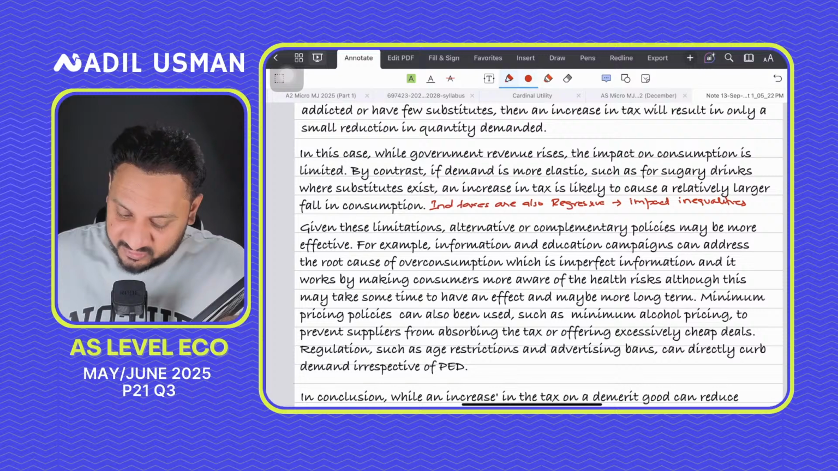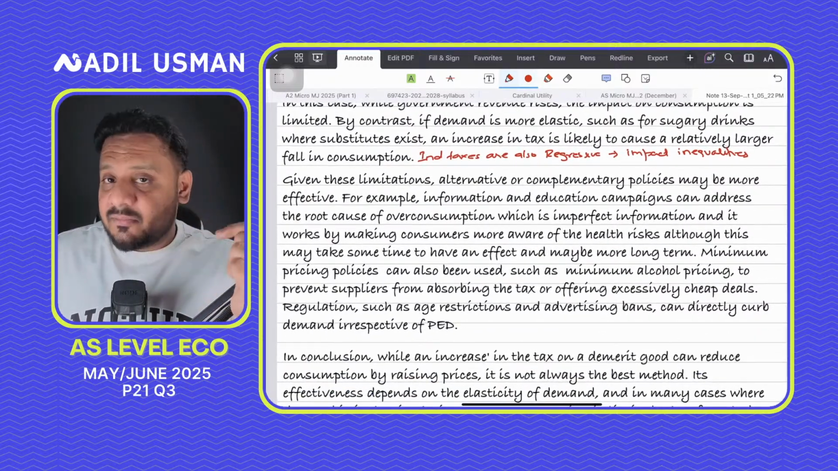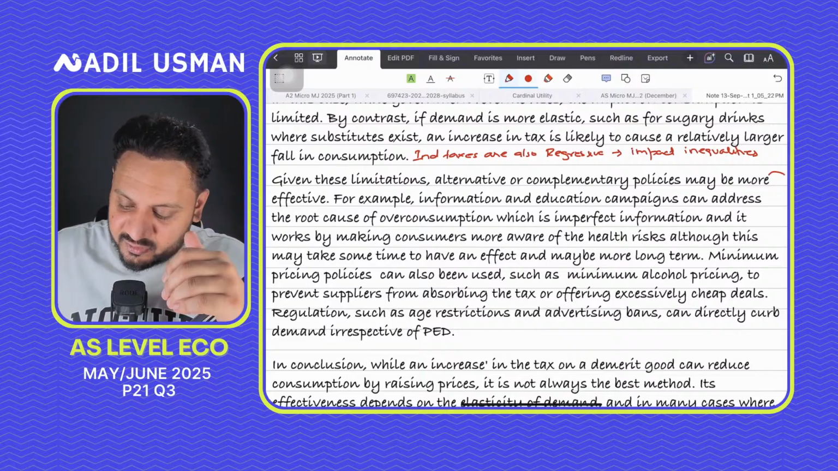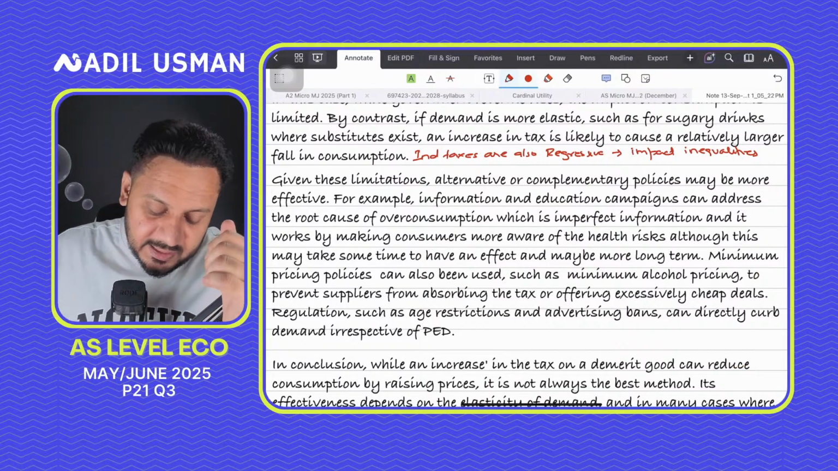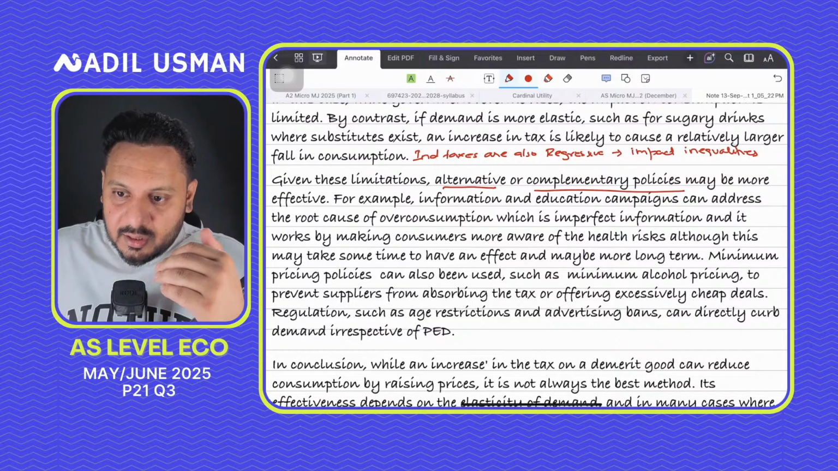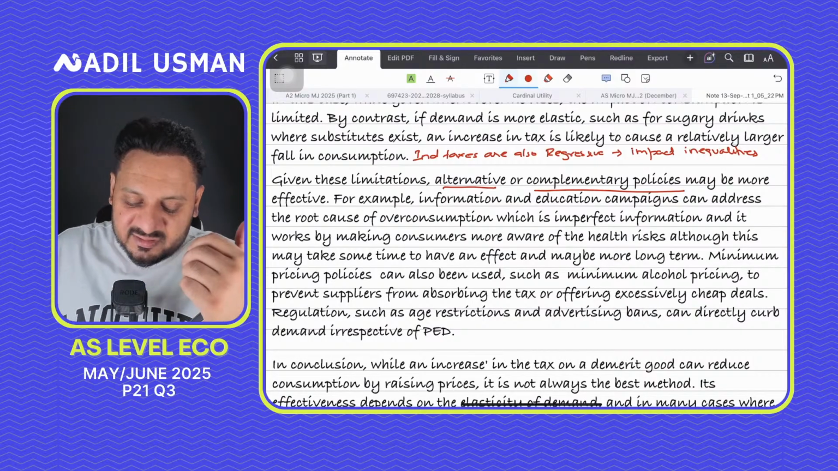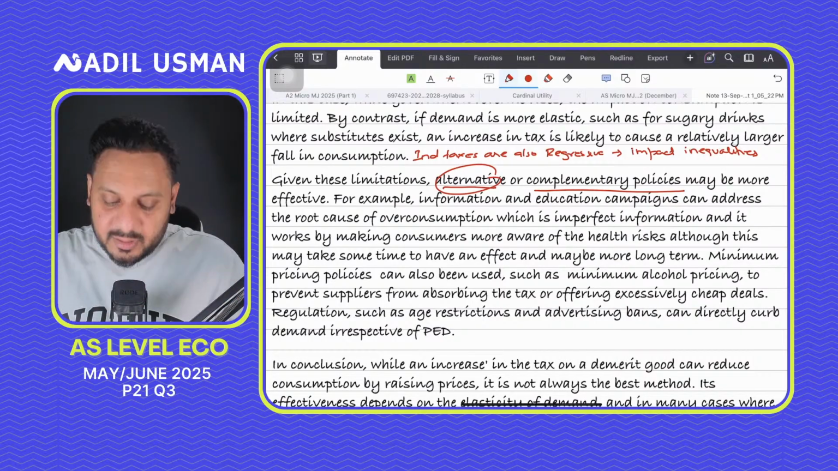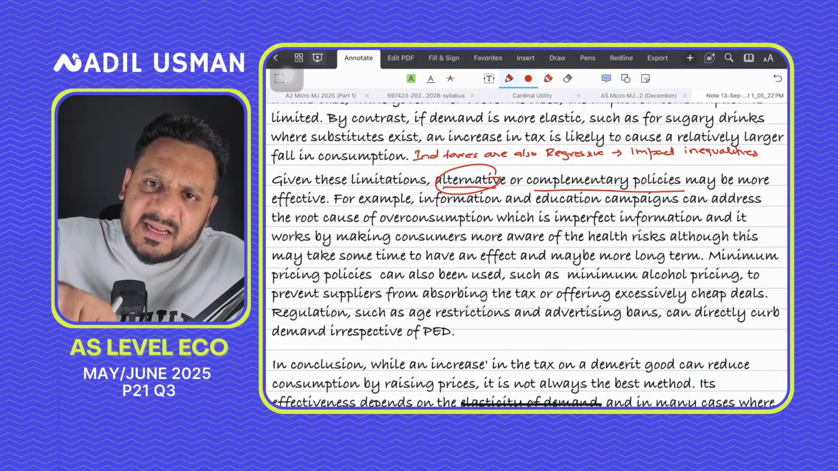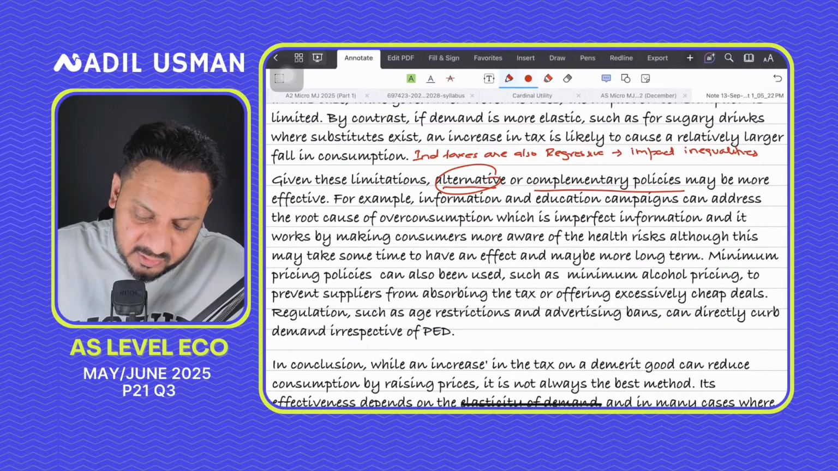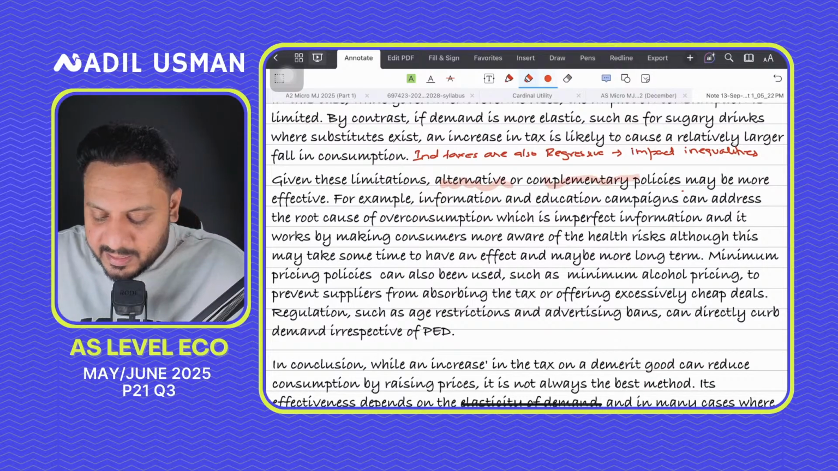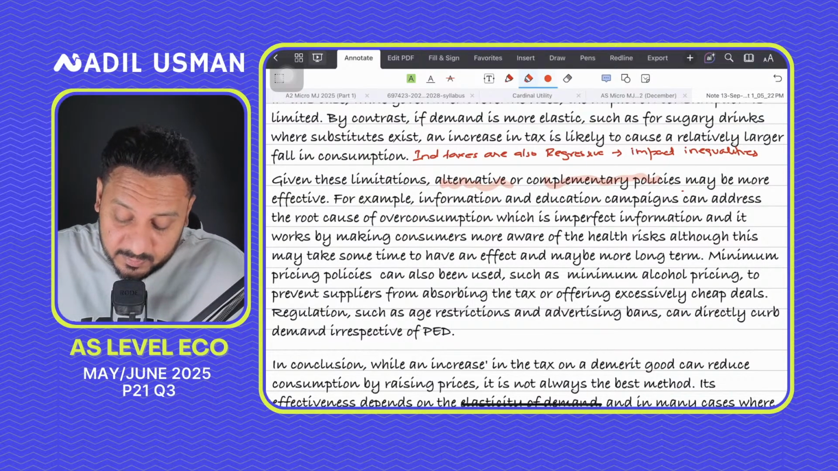Given these limitations, now comes the fact that you suggest alternative measures. So you say, given these limitations, now here is your evaluation going on. Given these limitations, alternative or complementary policies. We are talking about minimum prices or whatever, but these are alternative policies or complementary. They can act as alternative policies. You learn these words, that they could act as alternative policies, or they can act as complementary policies.